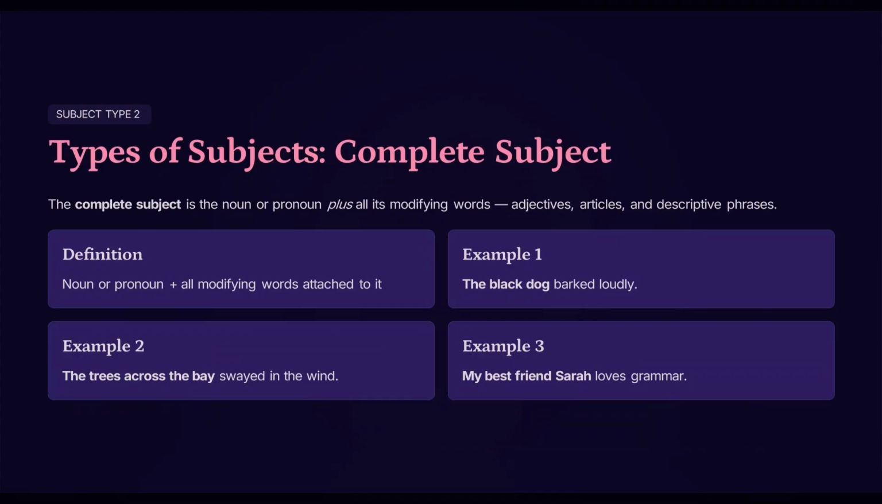Types of subjects. Complete subject. The complete subject is the noun or pronoun plus all its modifying words, adjectives, articles, and descriptive phrases. Definition: noun or pronoun plus all modifying words attached to it. Example: The black dog barked loudly. Example 2: The trees across the bay swayed in the wind. My best friend Sarah loves grammar.